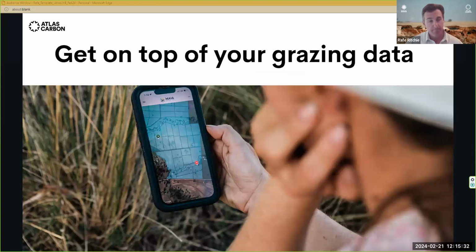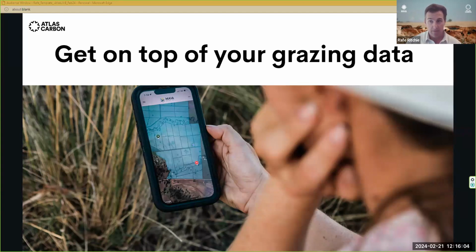Another important part, got to get on top of your data. MyGrazing is really helpful for your grazing data, but more importantly, we use it as proof for auditing during a project. So it shows all the data you need to prove to the regulator you've actually made some changes. So grazing changes, soil amelioration changes, paddock changes, all management changes. And that's how we can get on top of the data.